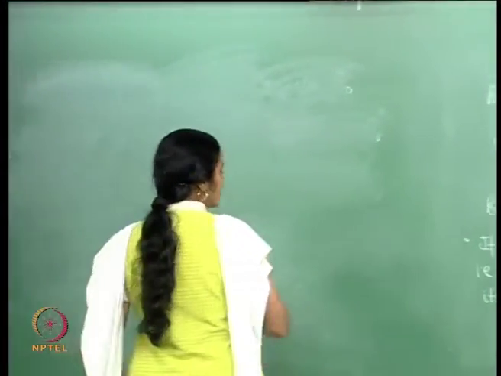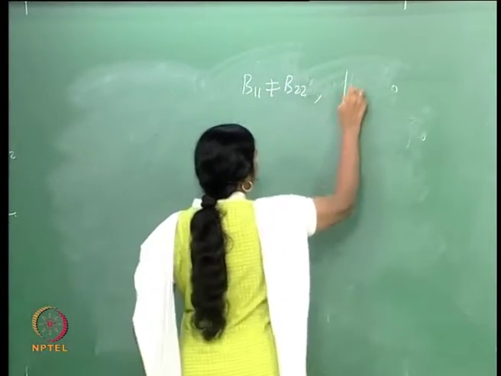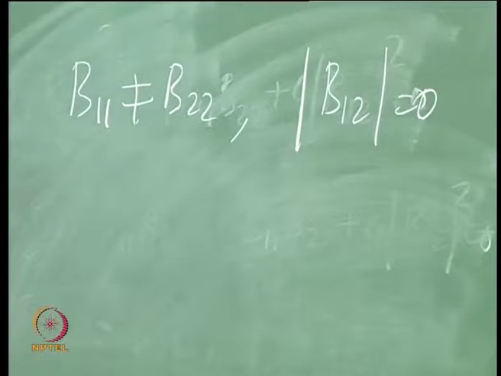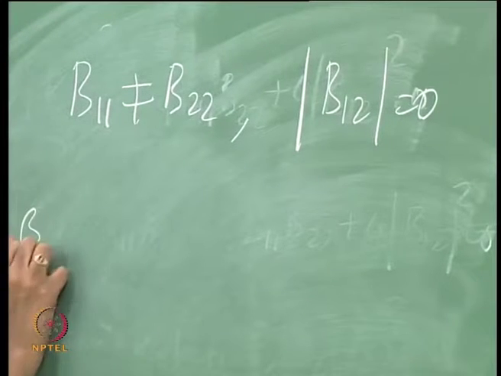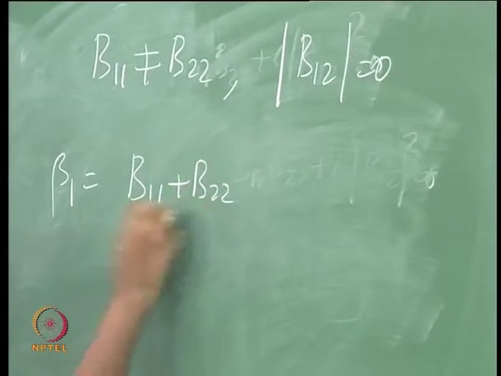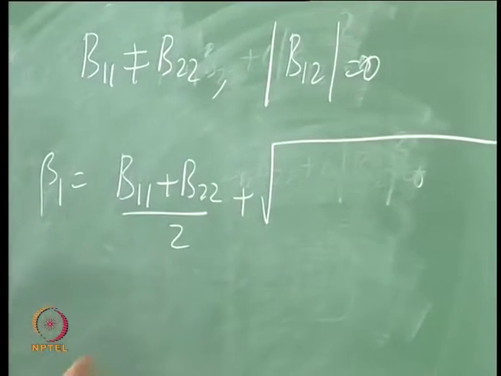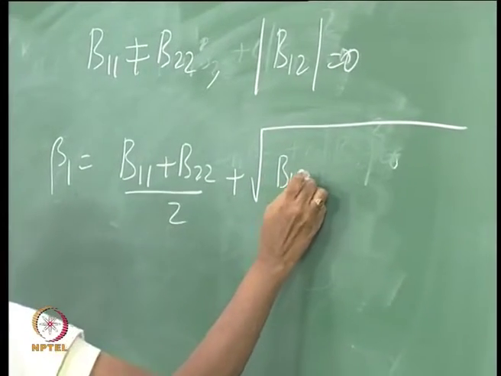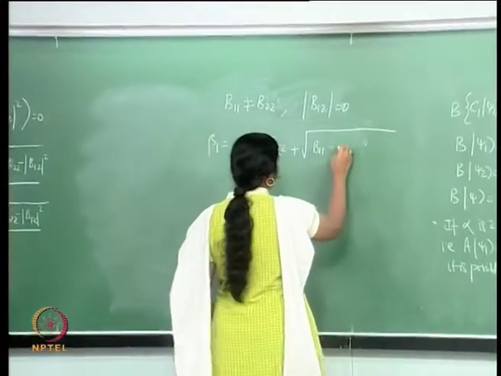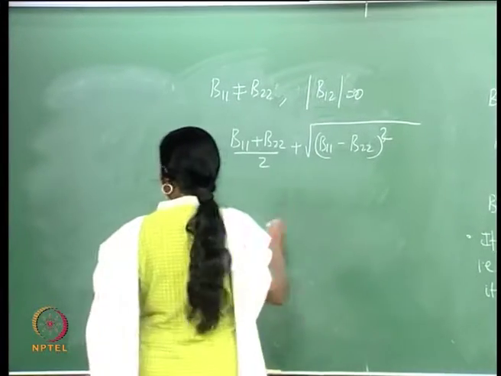So, let us look at the first situation. B11 not equal to B22, B12 equal to 0. So, that is the situation that I intend considering now. So, what is beta 1? Beta 1 is B11 plus B22 by 2 plus square root of B11 minus B22 the whole square, divided by 2.